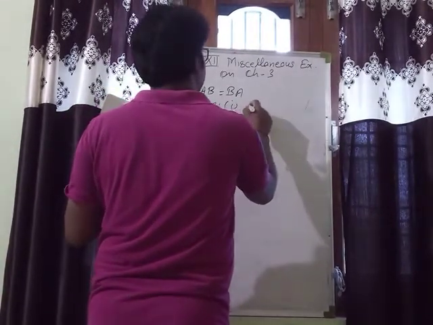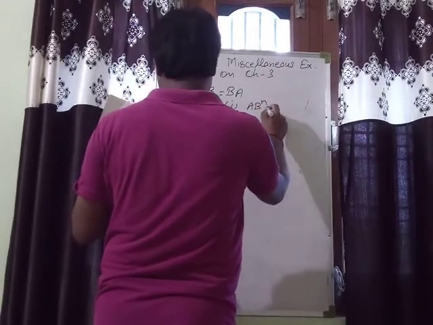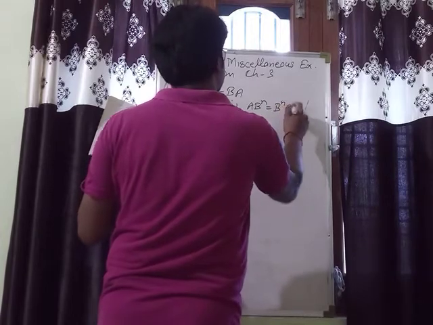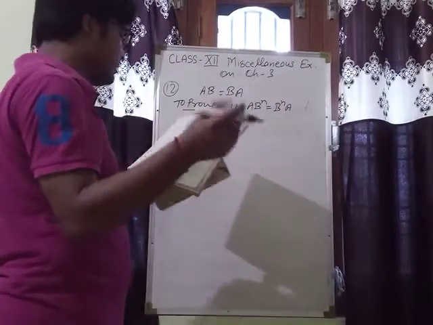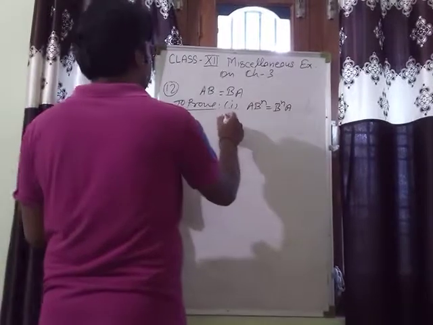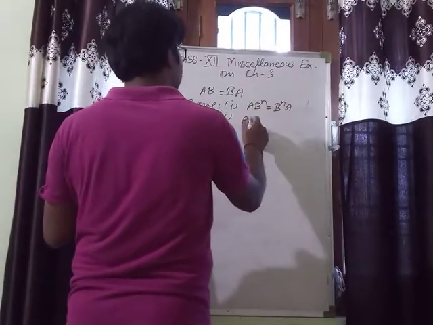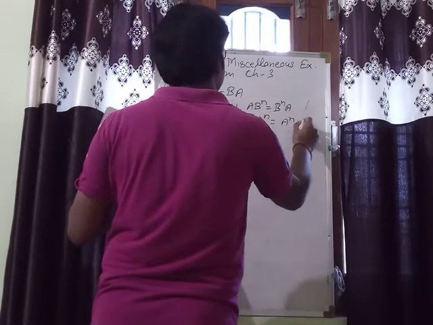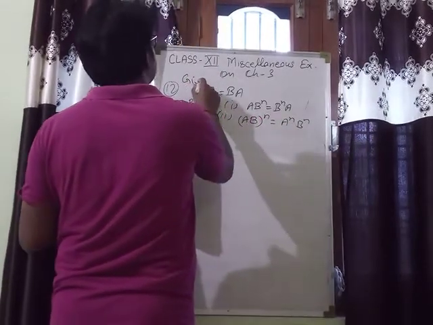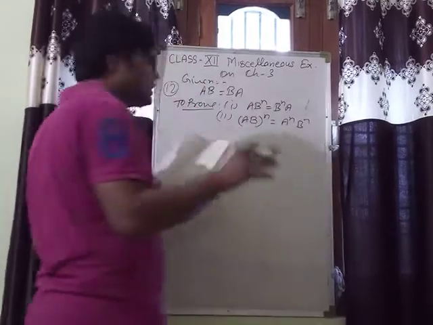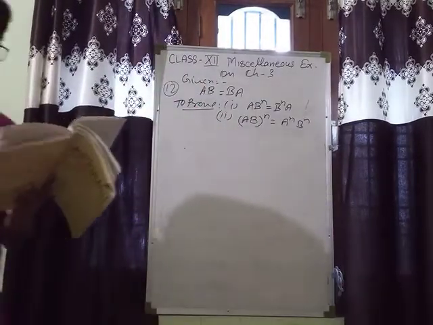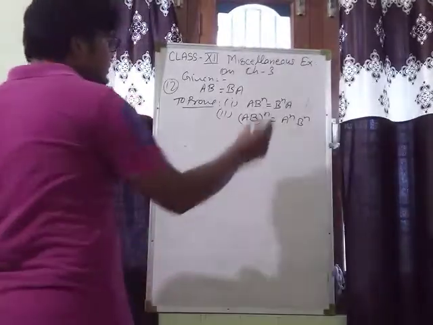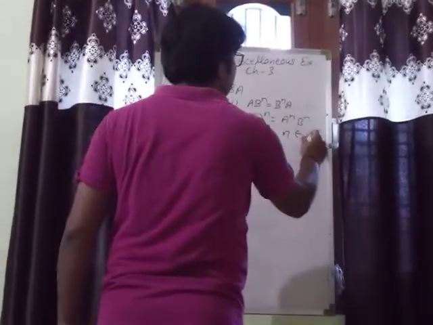First, (AB)^n is equal to B^n A by induction method, and also (AB)^n is equal to A^n B^n. This is given, where A and B are square matrices of the same order. Okay, so for all n belongs to natural numbers.